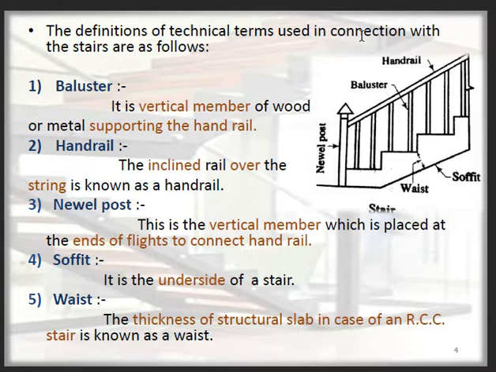We will start with the baluster. You can see here, this is the vertical part, that is the baluster. This is the handrail, this is the newel post, and this is the soffit, that is the bottom portion of the stair.